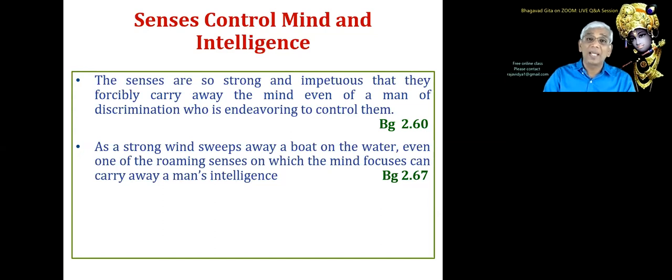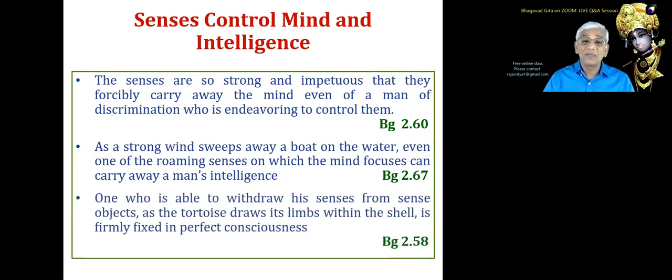So it will also carry away the intelligence, just like a boat on the water is swept away by a strong wind. Vayur navam ivambhasi. Vayu is the wind, navam is the boat, ambhasi is water. So the boat on the water is carried away by a strong wind. Similarly, even one of the roaming senses on which our mind focuses can carry away the intelligence. So that's what Krishna is teaching. It's very, very clear in the second chapter, sloka number 67.